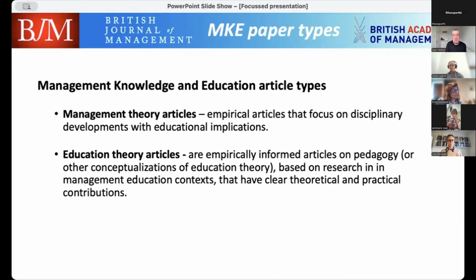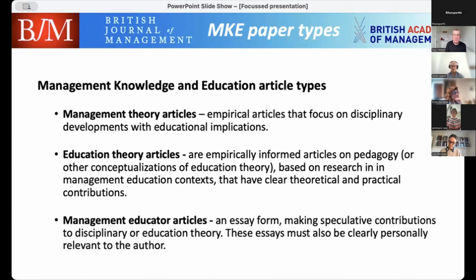It must also have clear theoretical and practical contributions. So you're making some kind of addition to theory debates in relation to the education theories that you're working with, but also a practical contribution to how we should teach these things differently in the future. And the final type is called management educator articles. These are essay type, and these make speculative contributions to theory, with either a disciplinary or education-focused bent, but the idea being they must be personally relevant to the author as a management educator. So it must relate to you in your circumstance as a professional in our academic lives in business schools and management schools and so on. So that's the quick run through the various article types.